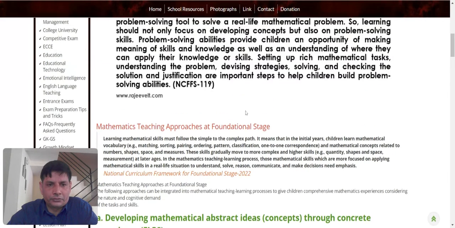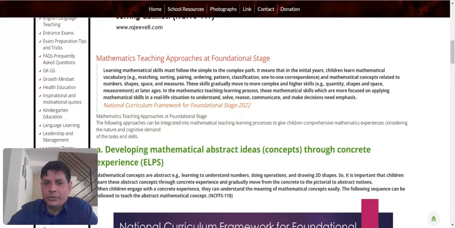So, mathematics teaching approaches at foundational stage. Learning mathematical skills must follow the simple to the complex path.